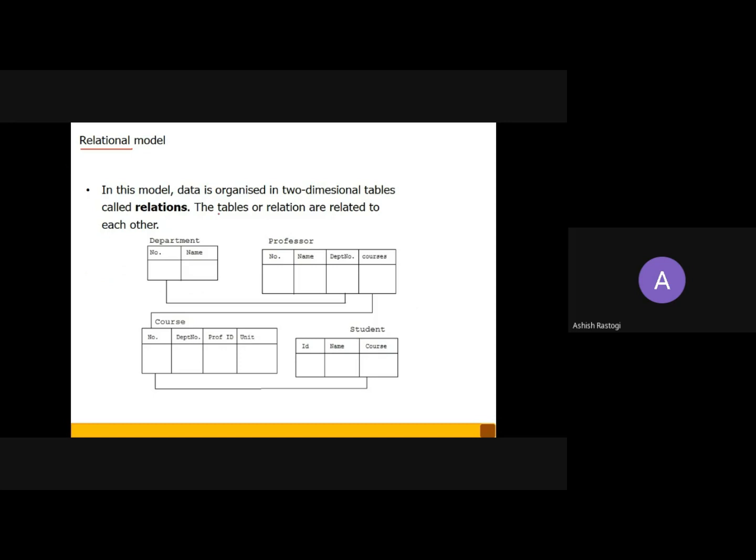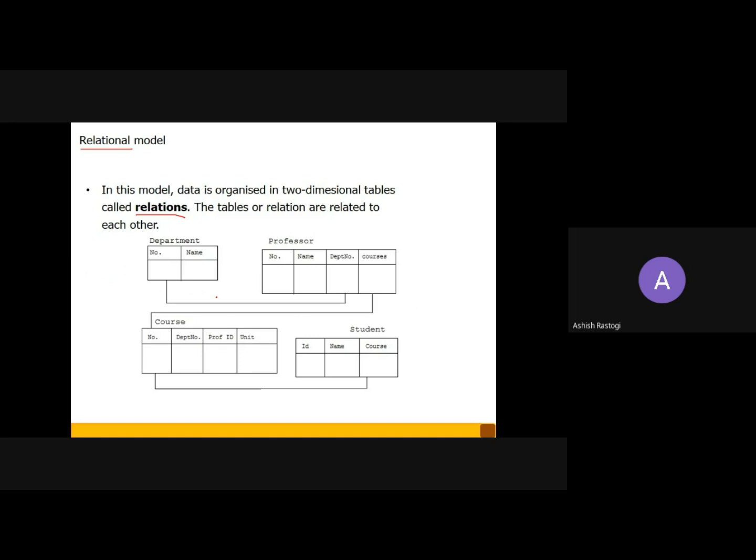Okay, so in this model, data is organized in two-dimensional tables called relations. A table we also call a relation. If you're talking about the RDBMS, the table is also called a relation, right? And the connection between the relations is called a relationship. Okay, the tables or relations are related to each other. So you can see that all tables are connected to each other. Okay, but the problem is that this is not a real life model.